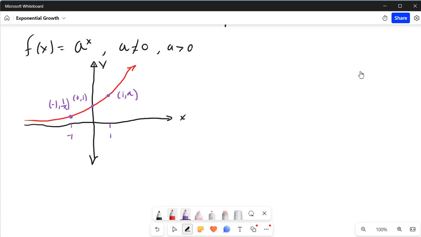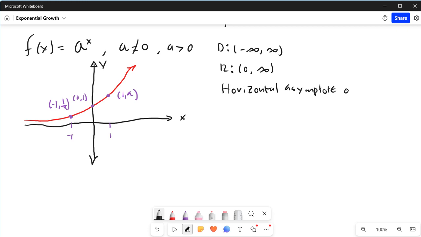And if we wanted to summarize the function by analyzing the graph of f of x, we can see that the domain is from minus infinity to infinity, and that the range is from 0 to infinity. Okay. Now, note that in either case there are no vertical asymptotes, but there is a horizontal asymptote at y equals 0.